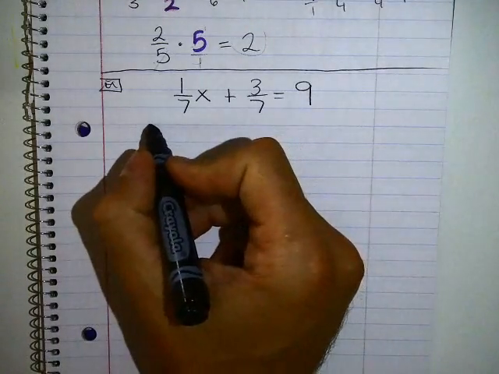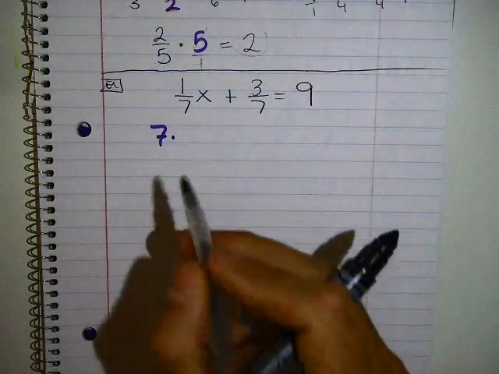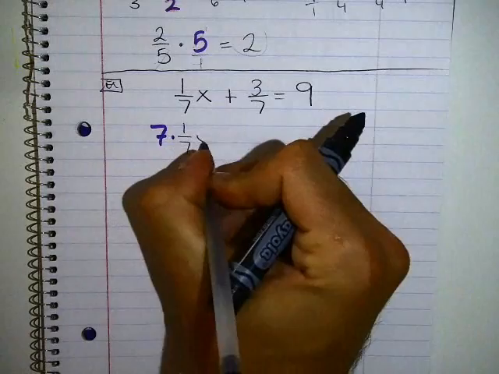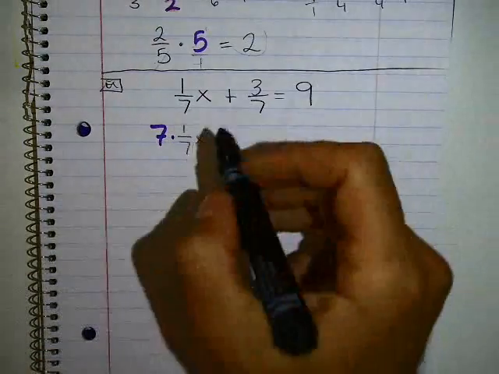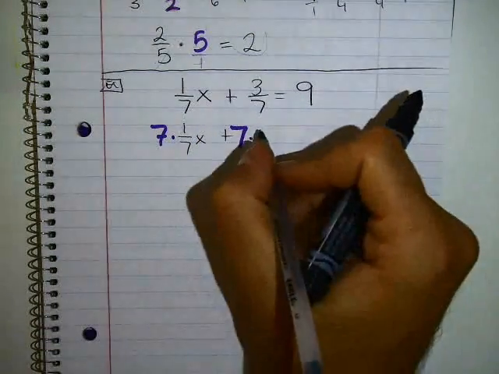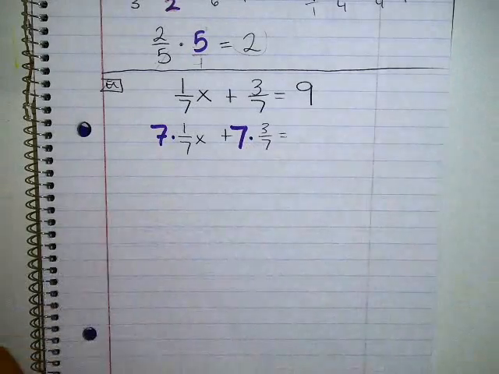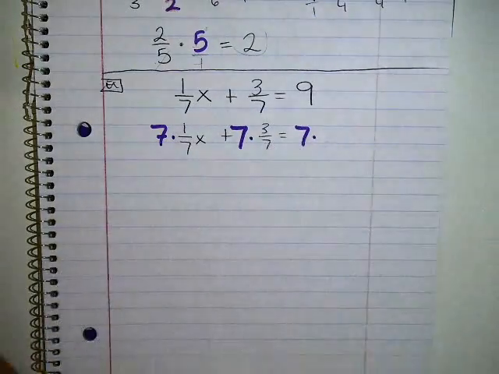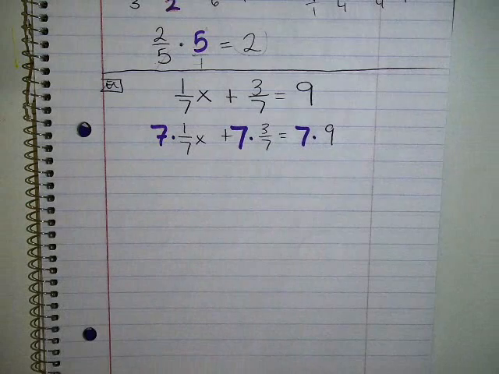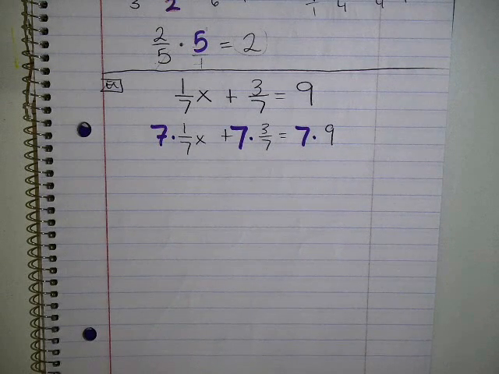So in the first term, I'm going to multiply by 7 times 1 over 7x plus 7 times 3 over 7 equals 7 times 9. I just times everything by 7, which is okay. You're allowed to do whatever you want to an equation as long as you do it everywhere.